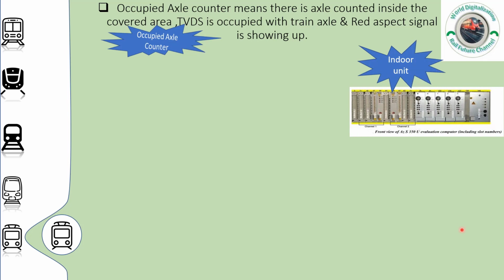This is the indoor unit, the EU or evaluation unit. It has a lot of modules, a power module and some other modules. Each one has its own function. Maybe we can explain it later on. And we have system 1 or channel 1 and channel 2.